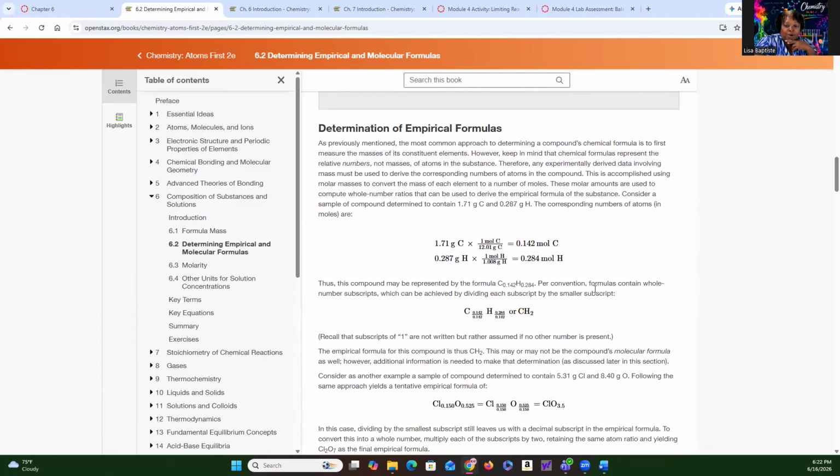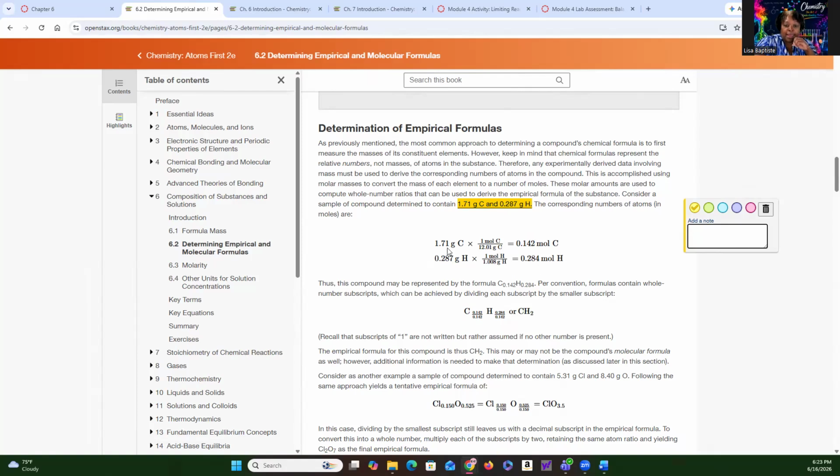And so what if we want to go from grams to moles? Now, when we're going from grams to moles, this is going to help us when we're determining the empirical formula. We're going to start off with 1.71 grams of carbon and 0.287 grams of hydrogen. That's what we're starting with in this problem. We want to convert both of these to moles.